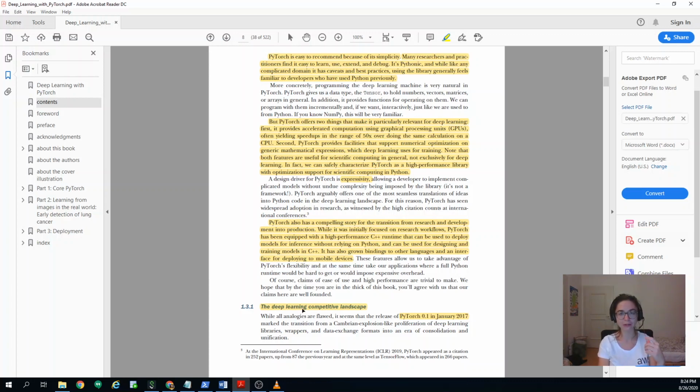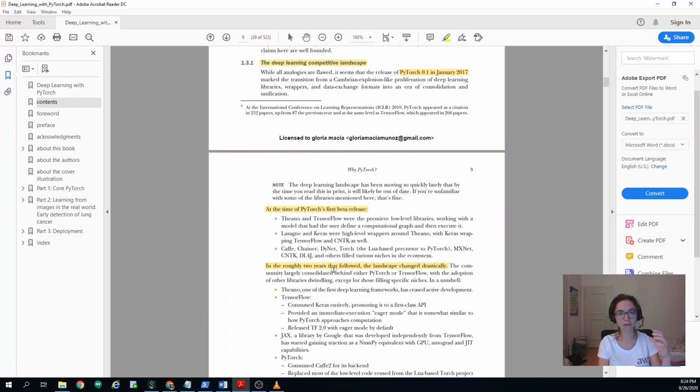And the one that comes next, I like even more, because that's where you clearly feel that the authors of the book have been in this evolution for a long time. And it says, while all analogies are flawed, it seems that the release of PyTorch 0.1 in January 2017, so more than 3 years ago, marked the transition from a Cambrian explosion-like proliferation of deep learning frameworks, libraries and wrappers to an era of consolidation and unification. So we went from many options to basically two, which are TensorFlow and PyTorch.